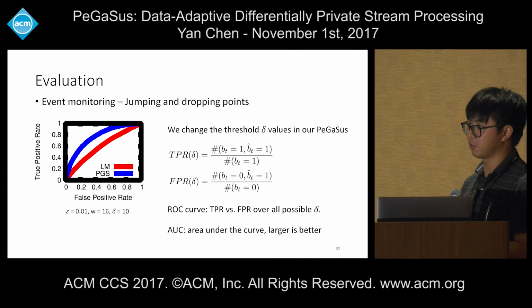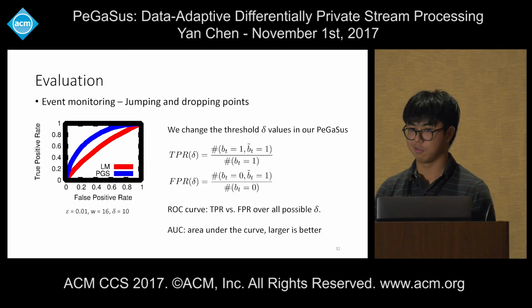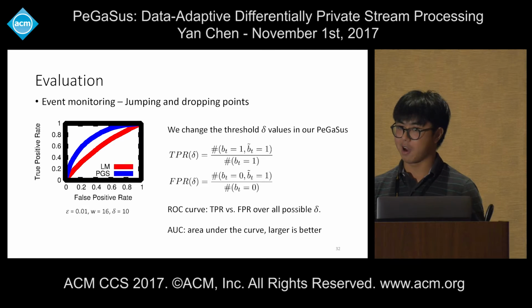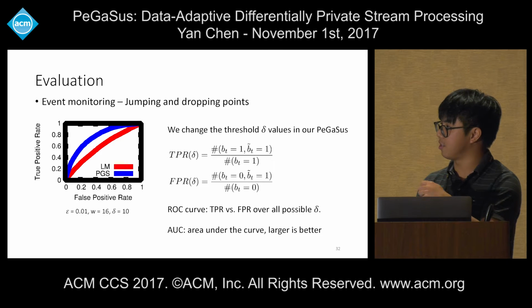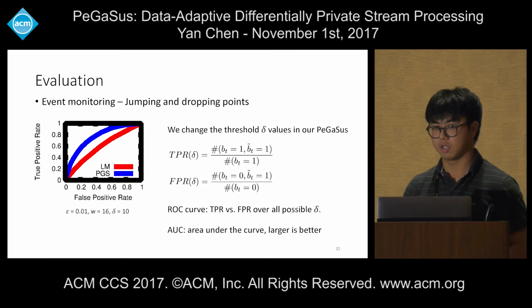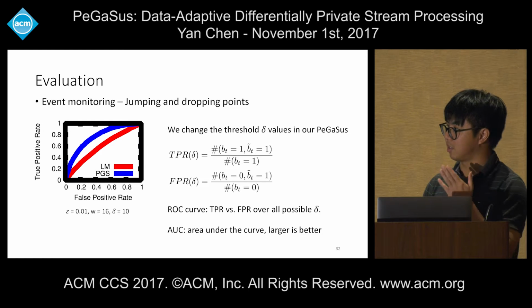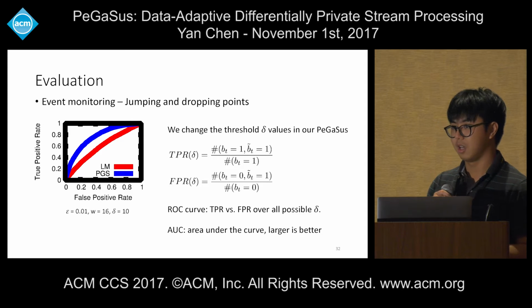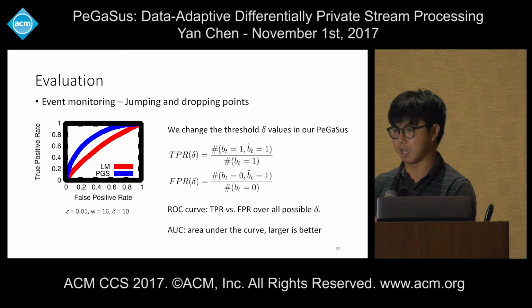So we also use ROC curves to evaluate the algorithms on answering the event monitoring queries. For each algorithm, we change the threshold delta values in the algorithm. Then we compute two values. One is the true positive rate value, which is defined to be the number of times the event that happened is correctly detected over the number of times the event actually happened.